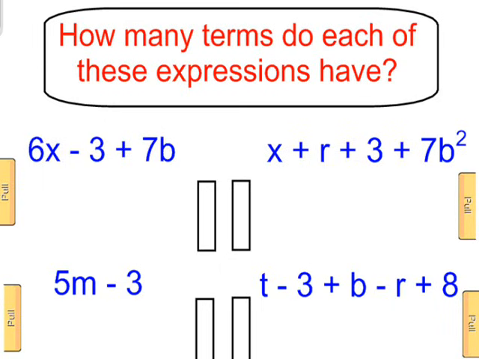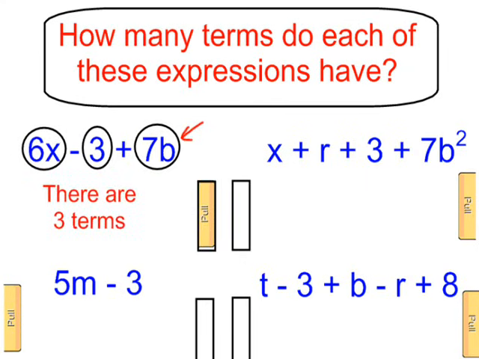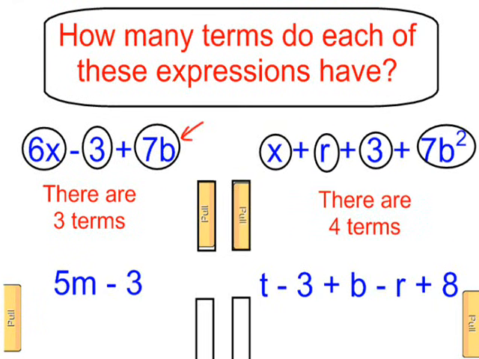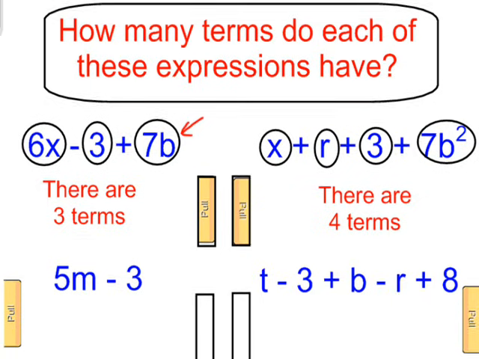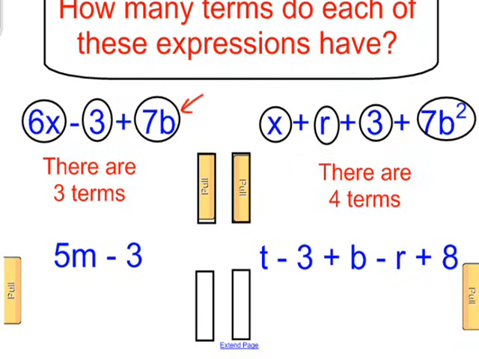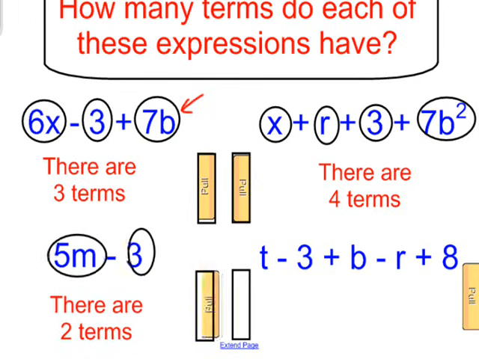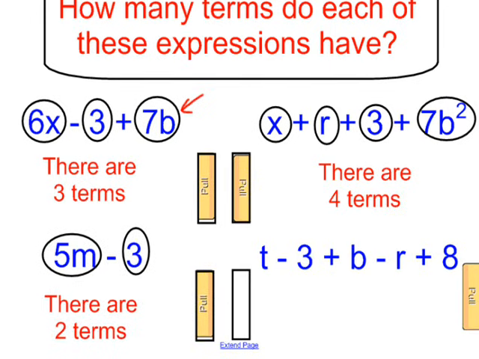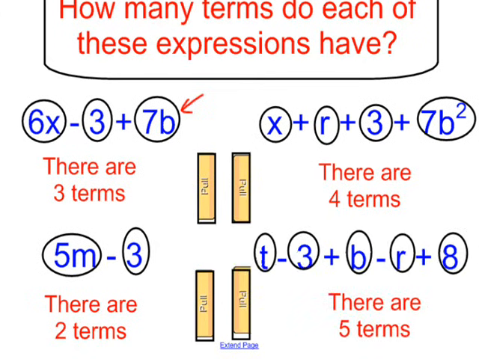Let's take a look at this example here. How many terms do you see? Well, there are 3 terms in this example, which are separated by a plus and a minus sign. In the example right next to it, there are 4 terms. Here we have 2 terms. In our last example, there are 5 different terms which are separated by either a plus or a minus sign.